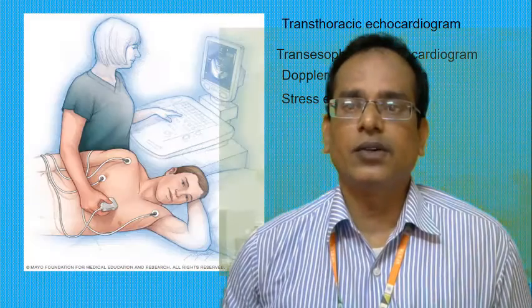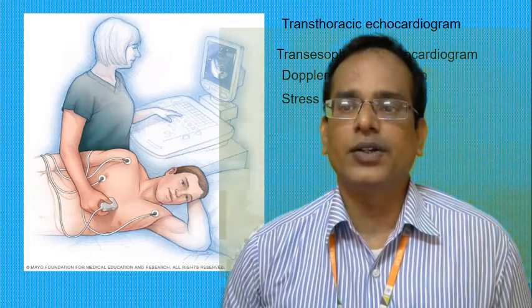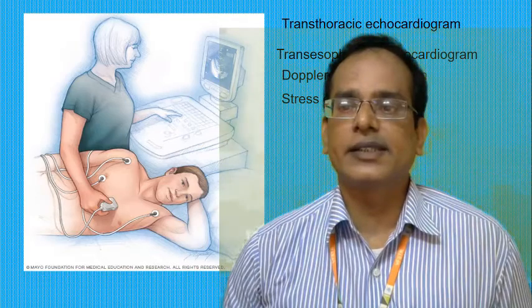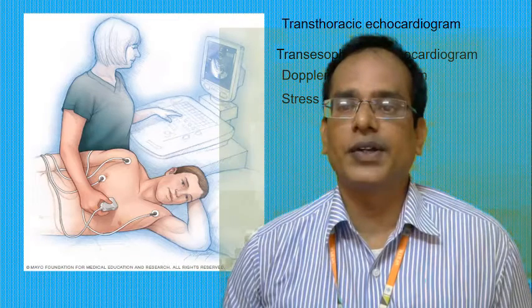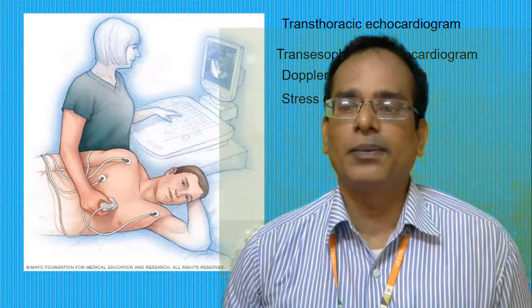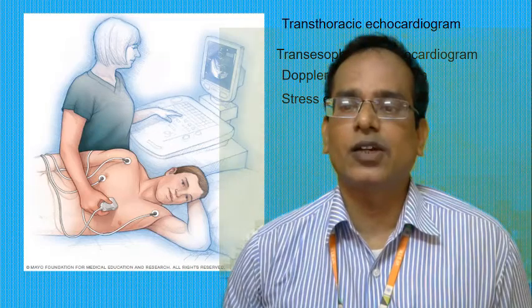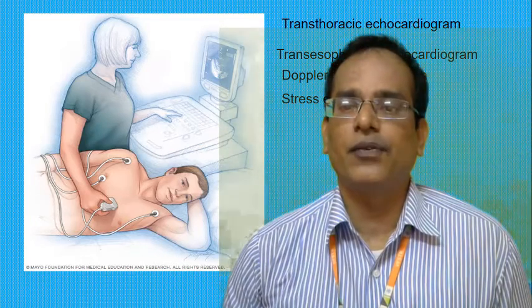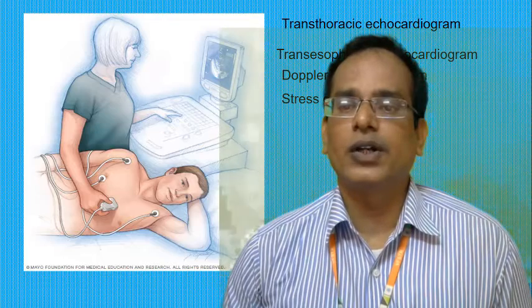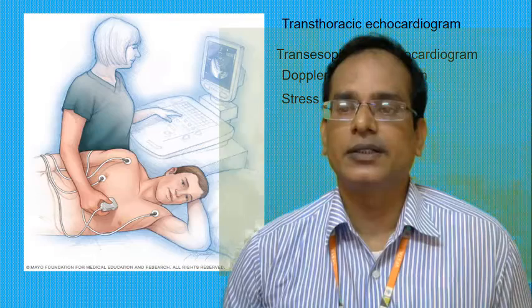Now we are going to discuss the many types of echocardiogram. First one is the transthoracic echocardiogram. Second type is the transesophageal echocardiogram. Third one is the Doppler echocardiogram. Fourth one is the stress echocardiogram. There are four types of echocardiogram available in order to view the patient's heart.